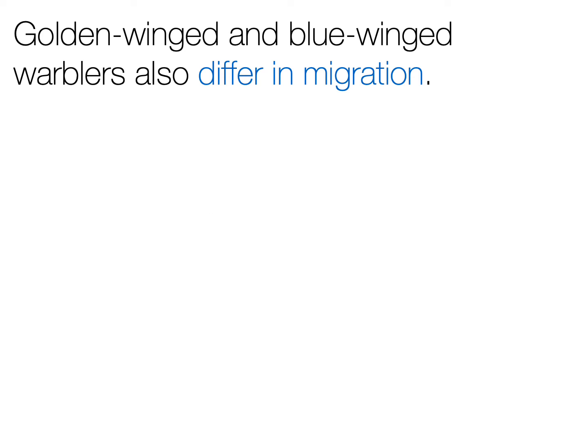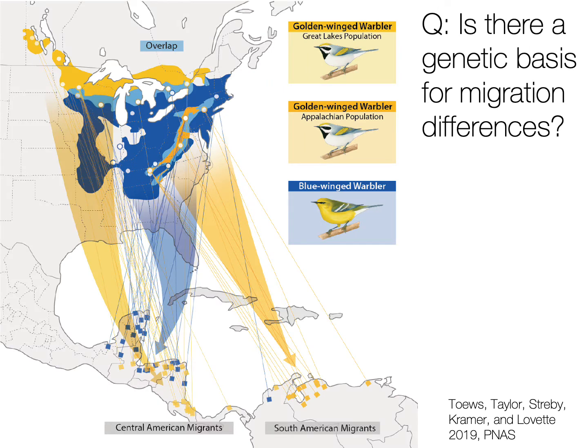We were also interested in trying to understand whether there's a genetic basis for migratory differences between golden-winged and blue-winged warblers, which do differ in their migratory pathways. In this picture here, you can see geolocator tracks from work that Henry Streby and Gunnar Kramer conducted on golden-winged and blue-winged warblers across much of their breeding range. You can see that the Appalachian golden-winged warblers in darker orange go to northern Venezuela, whereas golden-winged warblers from the Great Lakes population, or blue-winged warblers, almost exclusively go to Central America.